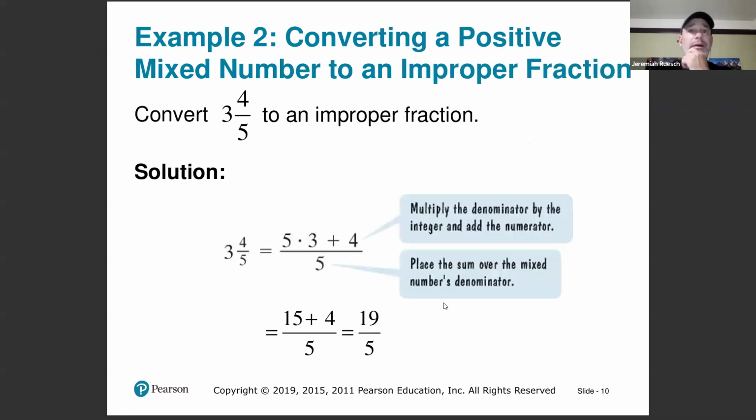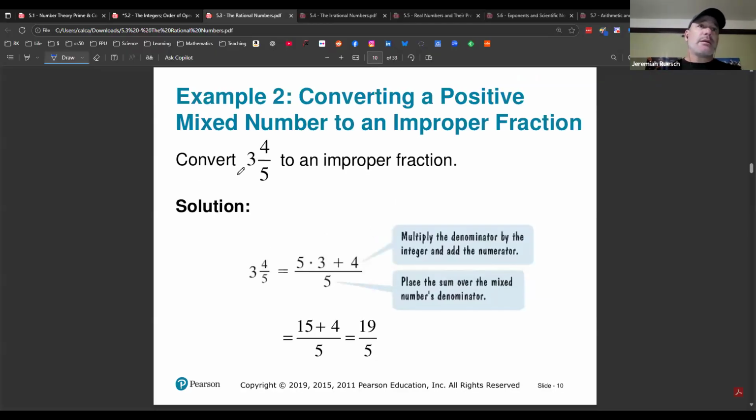All right. So here it is written out more explicitly. Sometimes the steps are helpful to see. So 3 times 5 is the 15, and then you're adding 4. So 15 plus 4 gives you, of course, 19, and you're then putting that over 5 as the denominator. And again, another way to think about this is how many equal size groups of 5 are there? And so just keep that in mind.